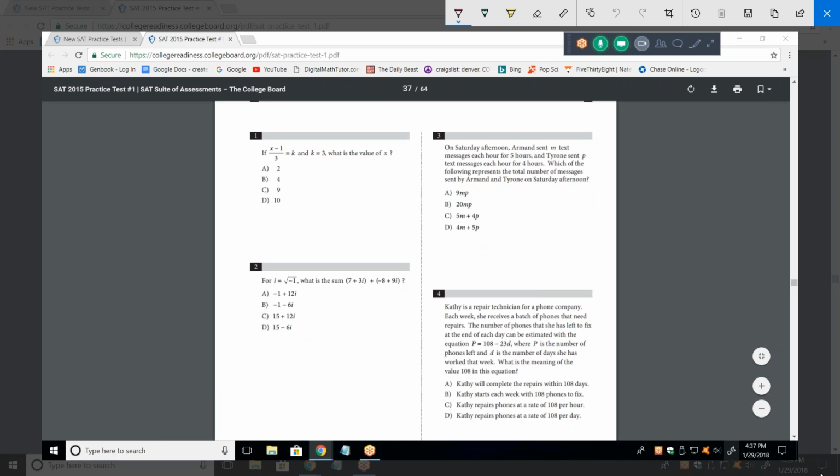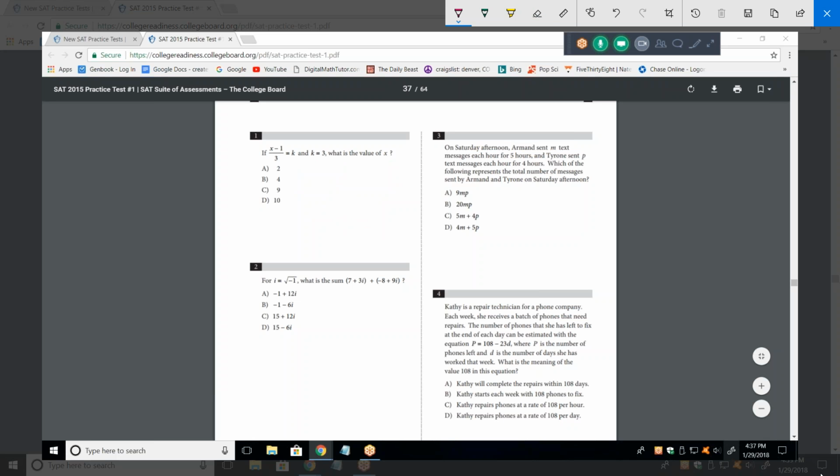Isn't it D? Good. In other words, here's what we have. X minus 1 over 3 equals, well, K is 3, so I do that. Next step, I multiply both sides by 3. That turns that into 9. Next step, I add 1 to both sides, and I've got that. Okay.